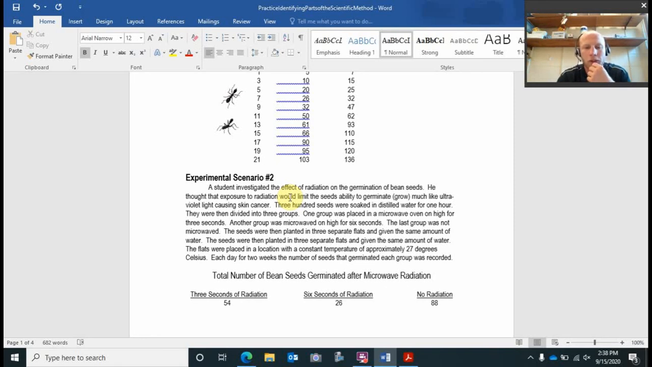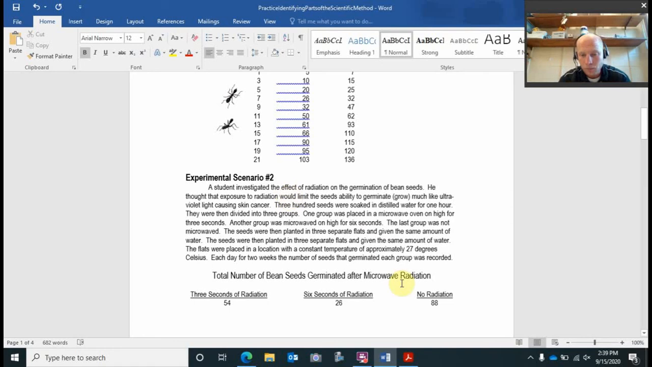They were then divided into 3 groups. One group was placed in the microwave oven on high for 3 seconds. The other group was microwaved on high for 6 seconds. The last group was not microwaved. The seeds were then planted in 3 seed flats, which are just raised plant beds, and given the same amount of water. The flats were placed in a location with a constant temperature of approximately 27 degrees Celsius. So each day for 2 weeks, the number of seeds that germinated in each group was recorded.